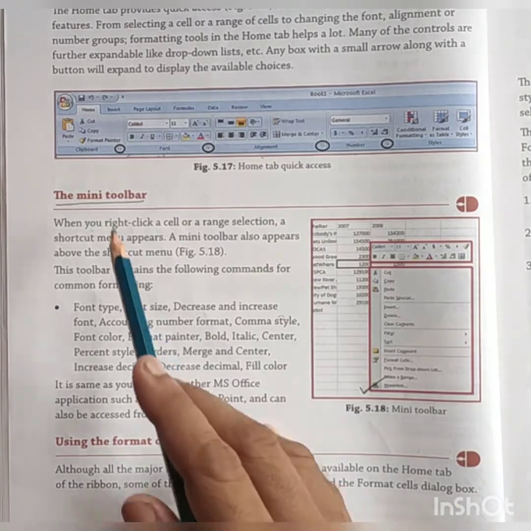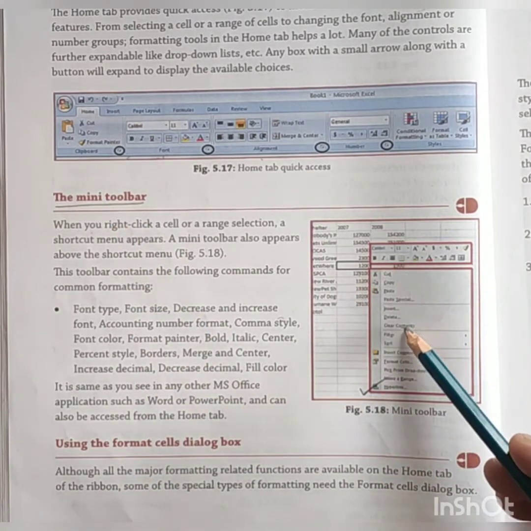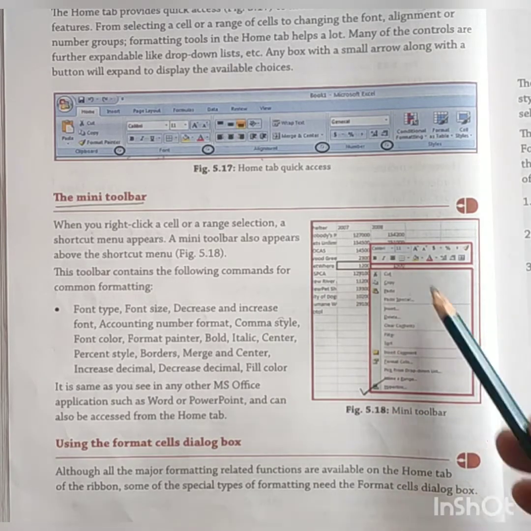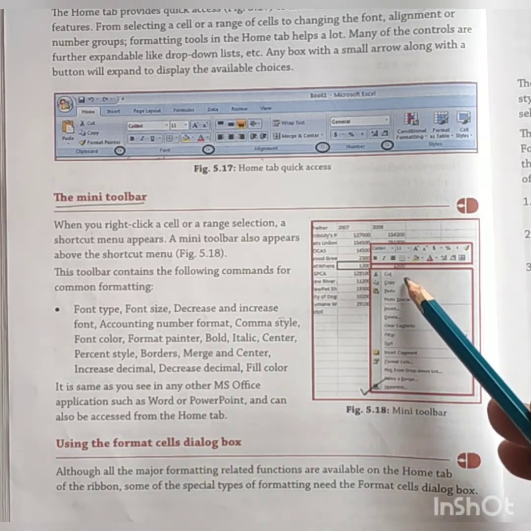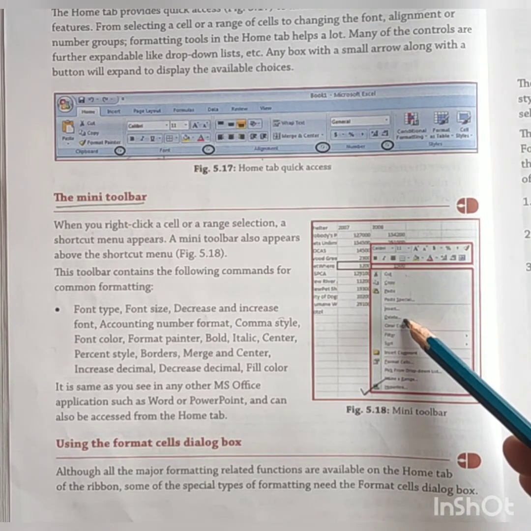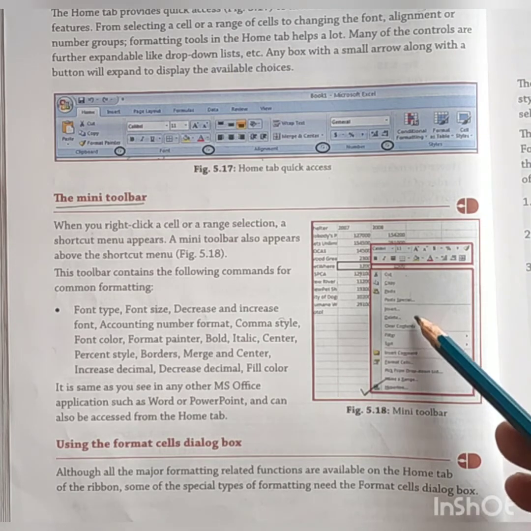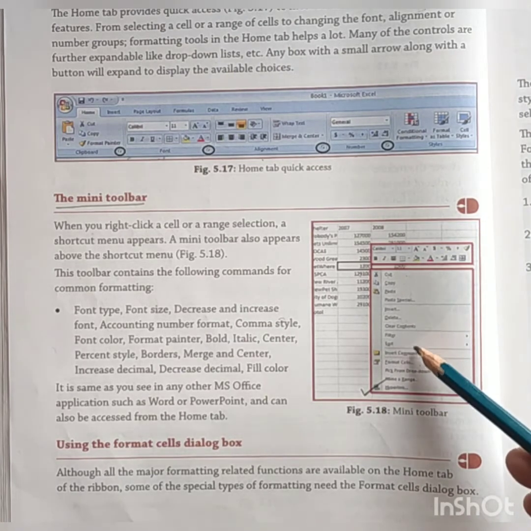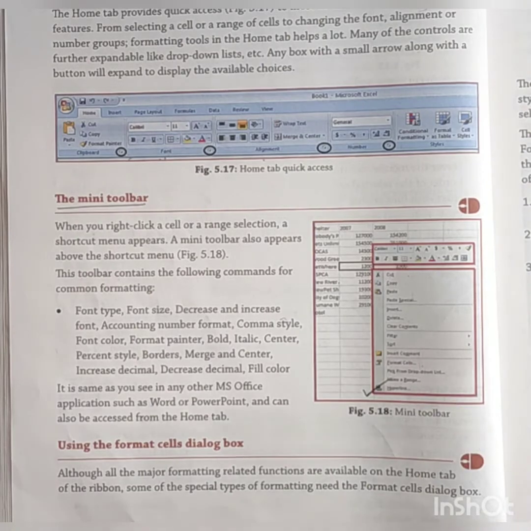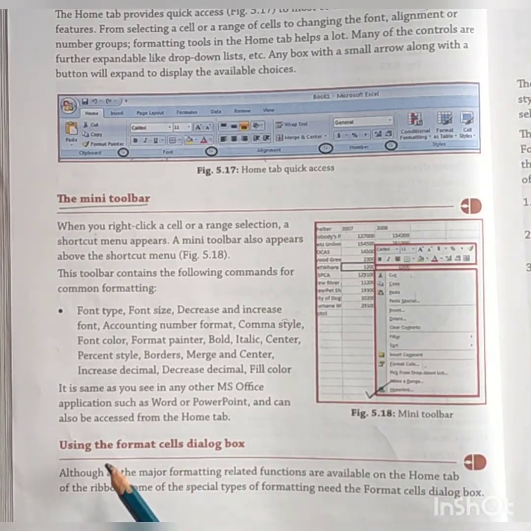Next is the mini toolbar. Whenever we select something and right-click on that, we'll get this kind of list, which is called the mini toolbar. From there we'll get the required options: cut, copy, paste, paste special, insert, delete, clear, filter, hyperlink, and format cells. So from the mini toolbar we'll get this many essential things.